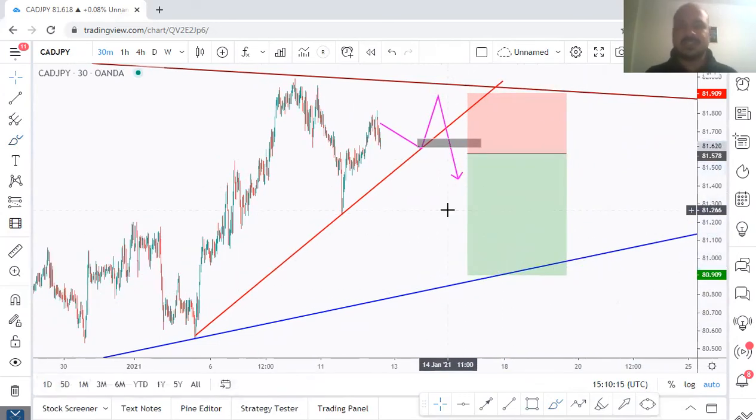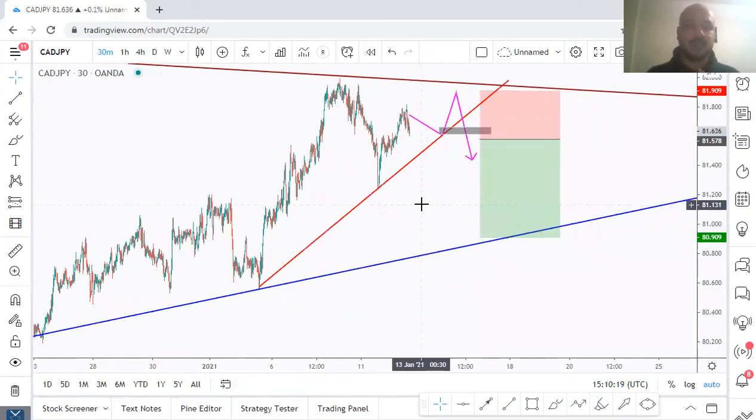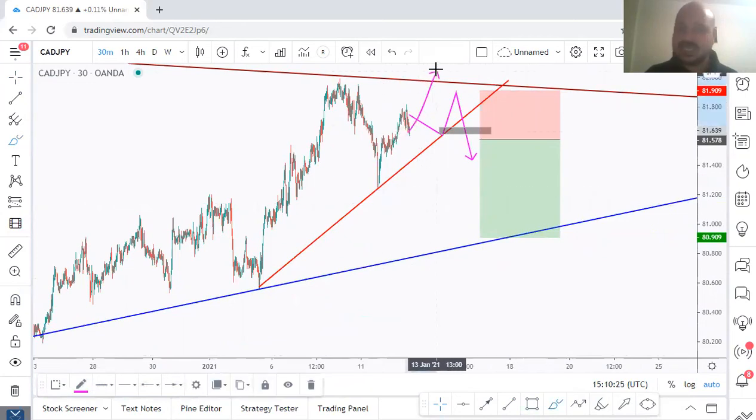But for now, here's what we'll be waiting for on CAD JPY. We are overall bullish. We are not going to sell now. As mentioned from weekly, we can't know where the impulse will end. We can sell here, but price can still go up to finish the impulse before going down. So always wait for extra confirmation.